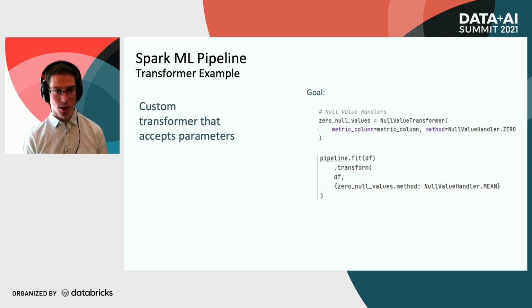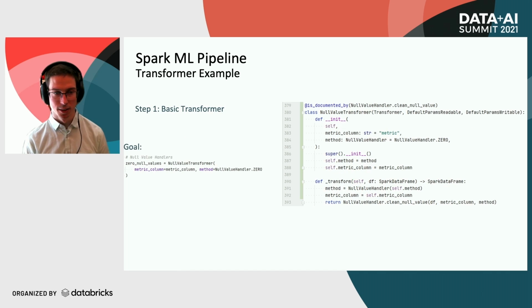So just a quick goal up front. Our goal is to be able to create a custom transformer that's going to accept parameters. So they'll accept parameters in the initialization, which is in the top right, and then we want to make sure that it can accept parameters as part of the pipeline process. And that's the bottom piece of code. So let's walk through this. And again, there's a lot of code here, so I apologize.